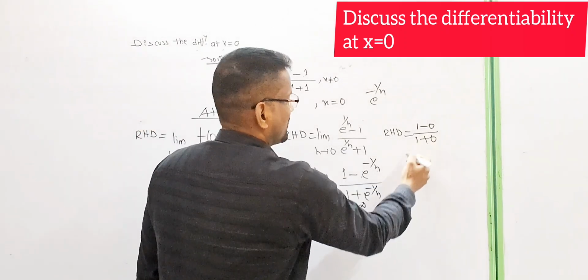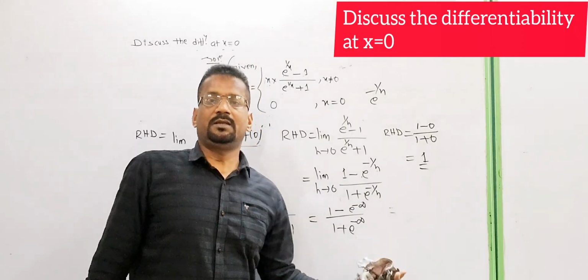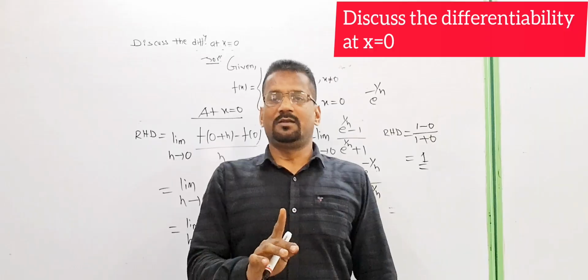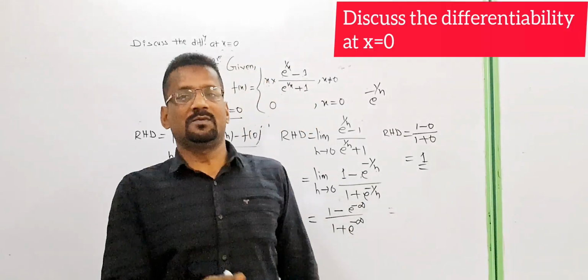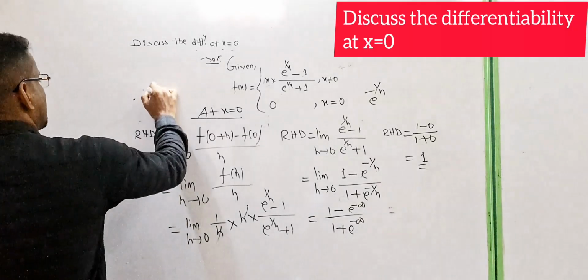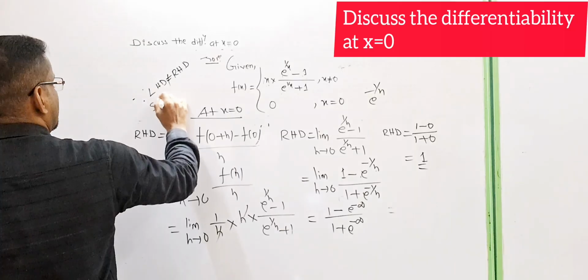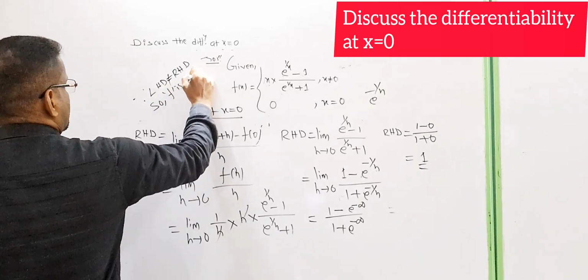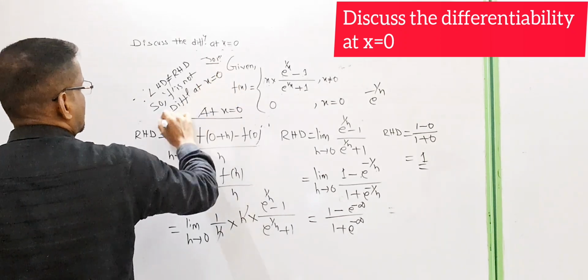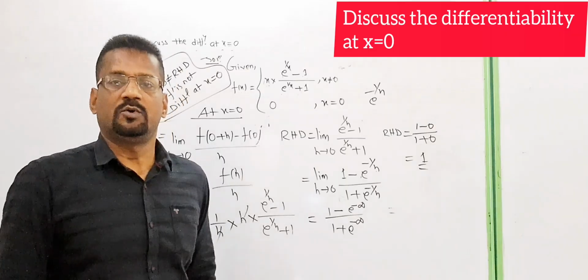So it becomes 1 by 1 equal to 1. So the right hand derivative is 1, and the left hand derivative is negative 1. So left hand derivative is not equal to right hand derivative, therefore the function is not differentiable at the point 0. So write here: since LSD not equal to RSD, f is not differentiable at x equals 0. This is your answer. So, an important question for board exams. Thank you.